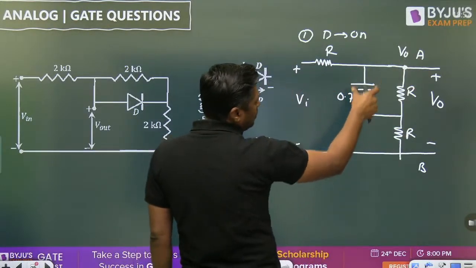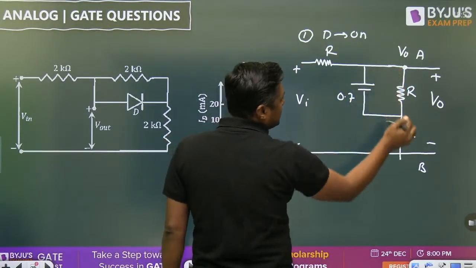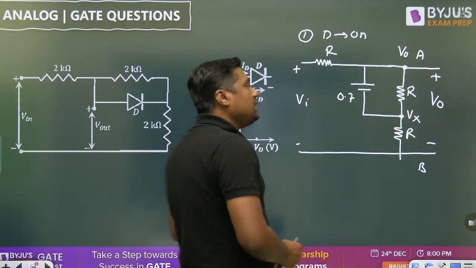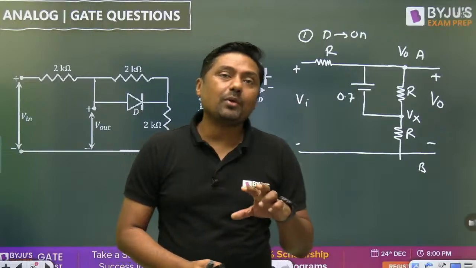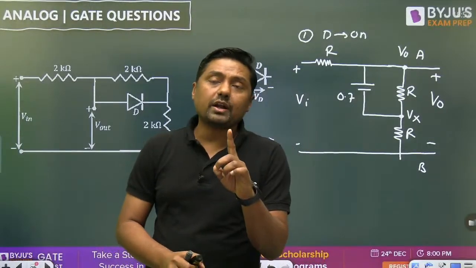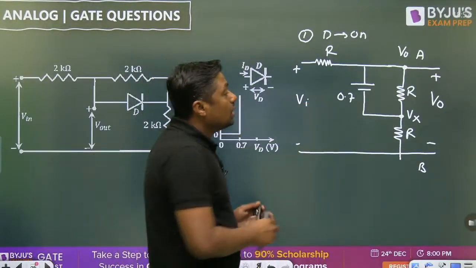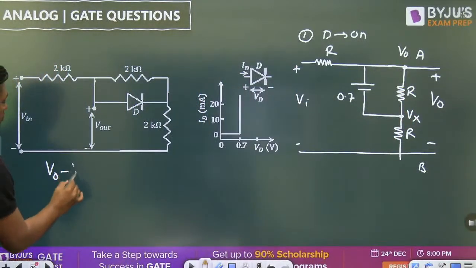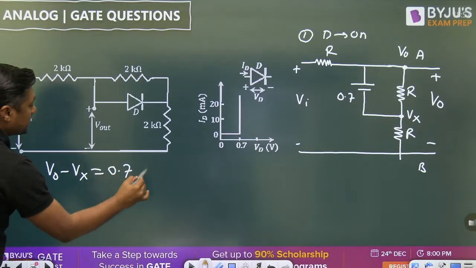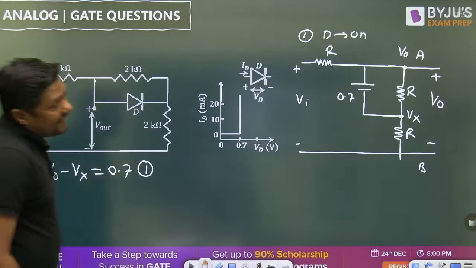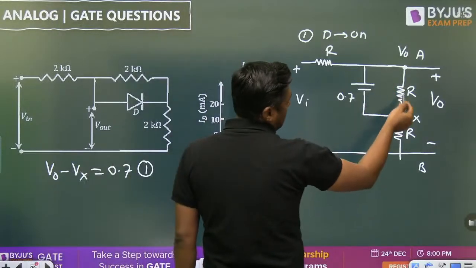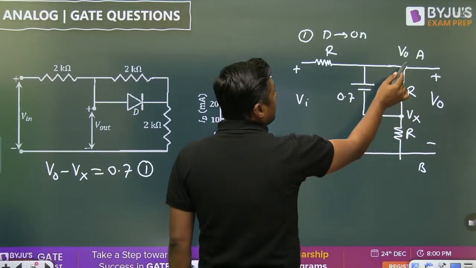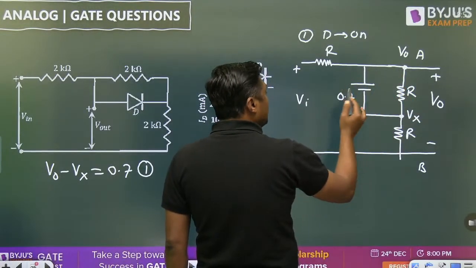Now we are having the voltage 0.7 between, let this be another node, let this be Vx. So we can apply the super nodal analysis. We are going to apply what? Super nodal analysis. It will not act as a short circuit because it is a practical diode. So what is V0 minus Vx? V0 minus Vx is 0.7 volt. That is the first equation. Then apply the super nodal because that is connected in parallel. You can remove this resistor. When a resistor is in parallel with the battery, you can remove that resistor.